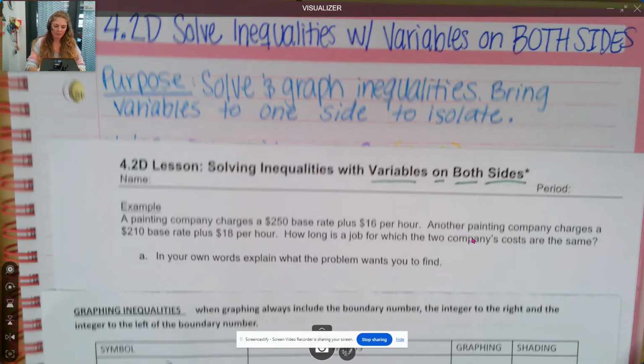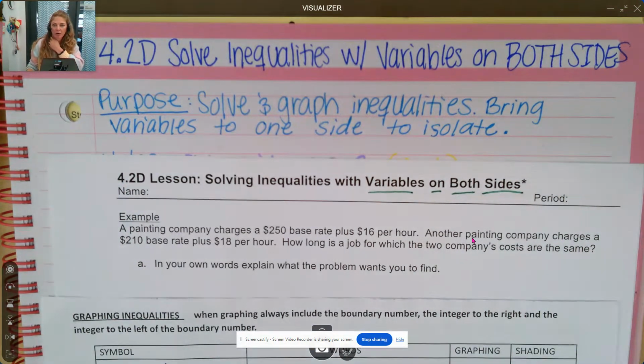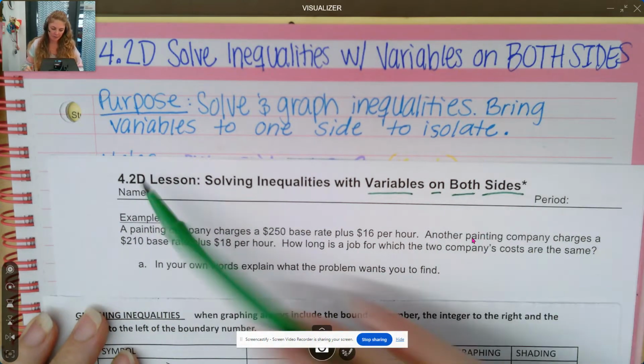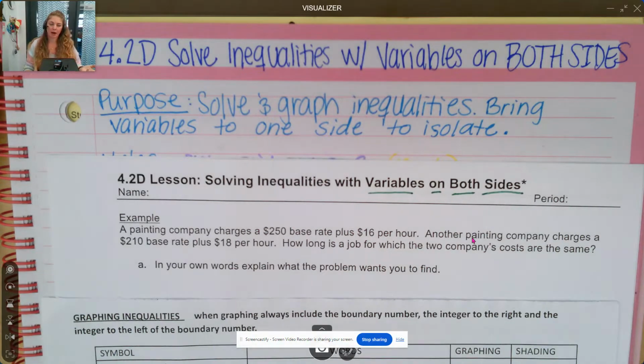We're going to be working on the 4.2D lesson today for Math AH: solve inequalities with variables on both sides of your inequality. So we've already solved inequalities, and we've already solved equations with variables on both sides. Now we're going to mesh those topics together. Our purpose is to solve and graph inequalities, bringing variables to one side to isolate. Of course, we want to bring our variable at the very end to the front so we can graph appropriately.